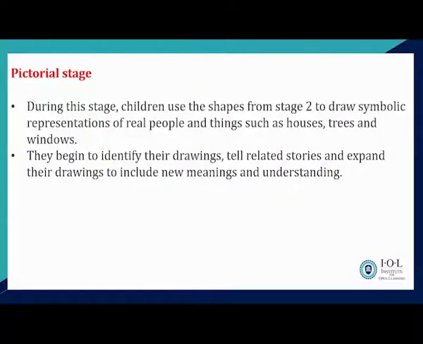Let's look at the next one, the pictorial stage. During this stage, children use the shapes from stage 2 to draw symbolic representations of real people and things such as houses, trees, windows. They actually pick up from the environment in which they live. And they begin to identify their drawings. And then they start telling related stories about it and expand their drawings to include new meaning and understanding for themselves.